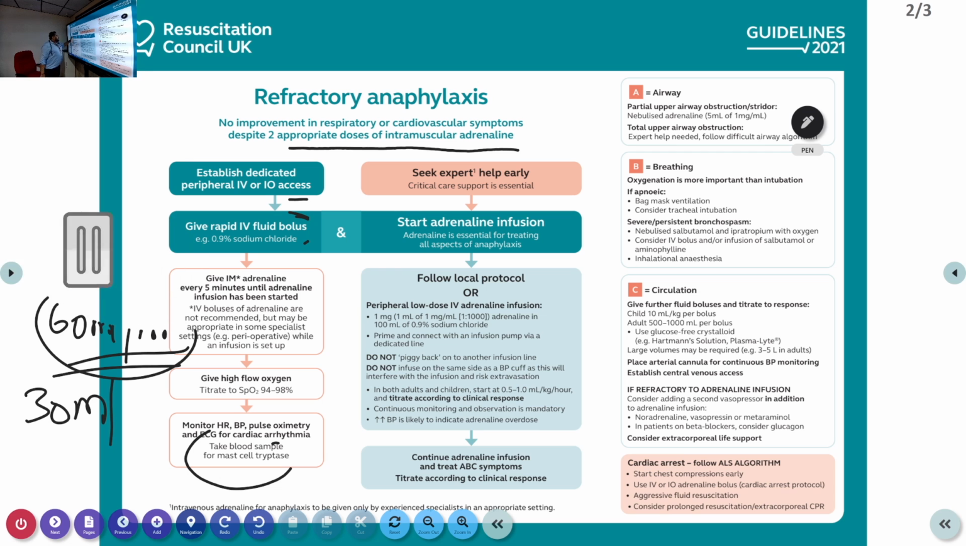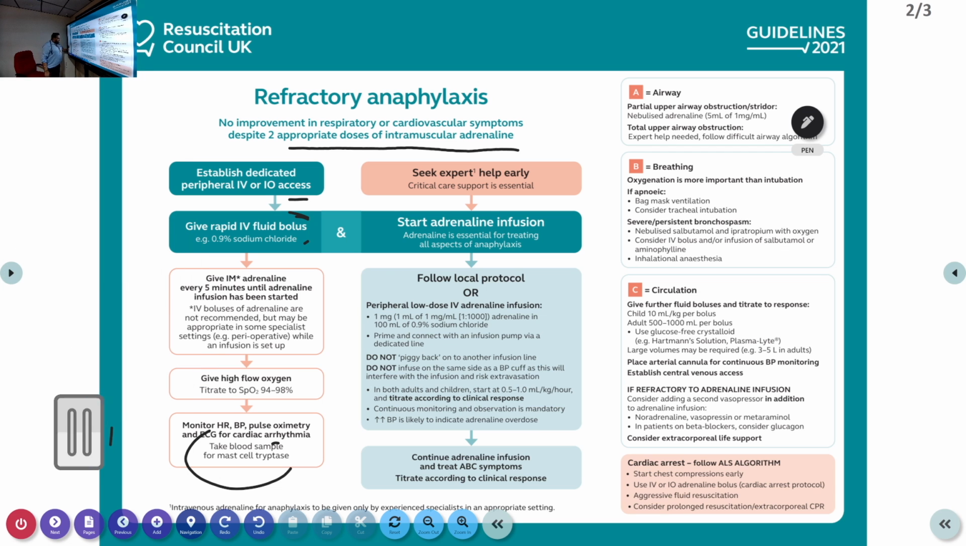So what you have to do, you have to take 1 mg of adrenaline, you dilute into 100 ml of NS, and you give at a rate of 0.5 to 1 ml per kg per hour. So that is the dose that you need to remember. So for a 60 kg individual, you have to start at 60 ml per hour infusion. So you continue the infusion and you look for your clinical response.